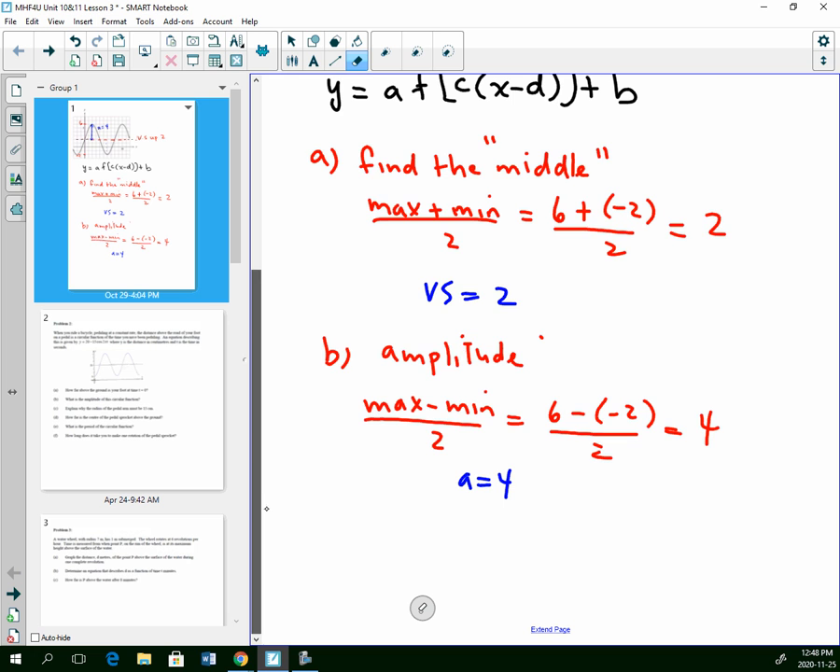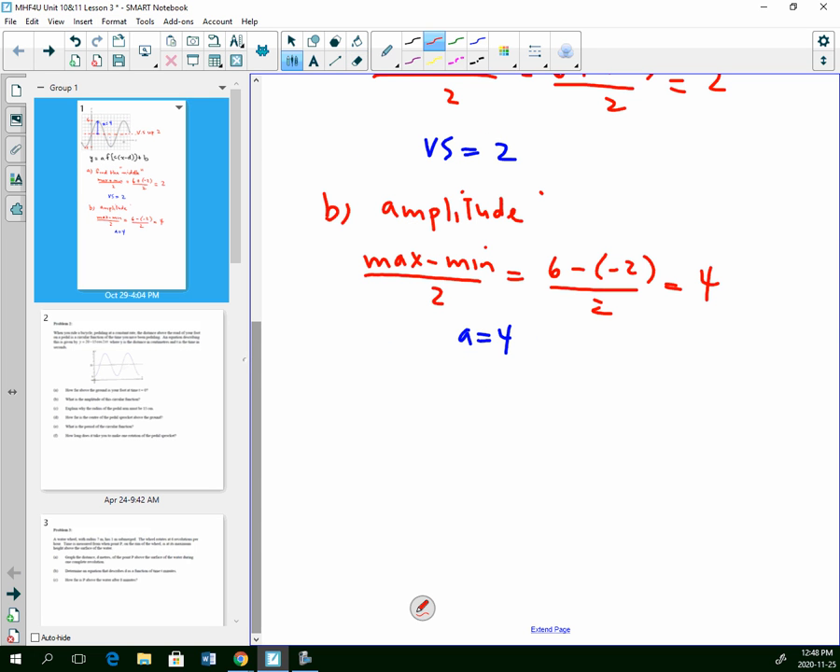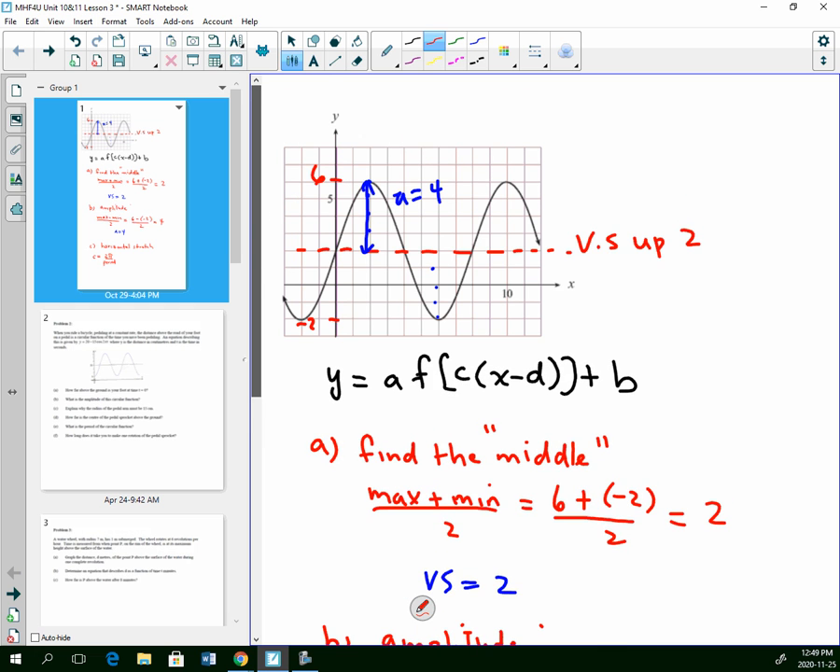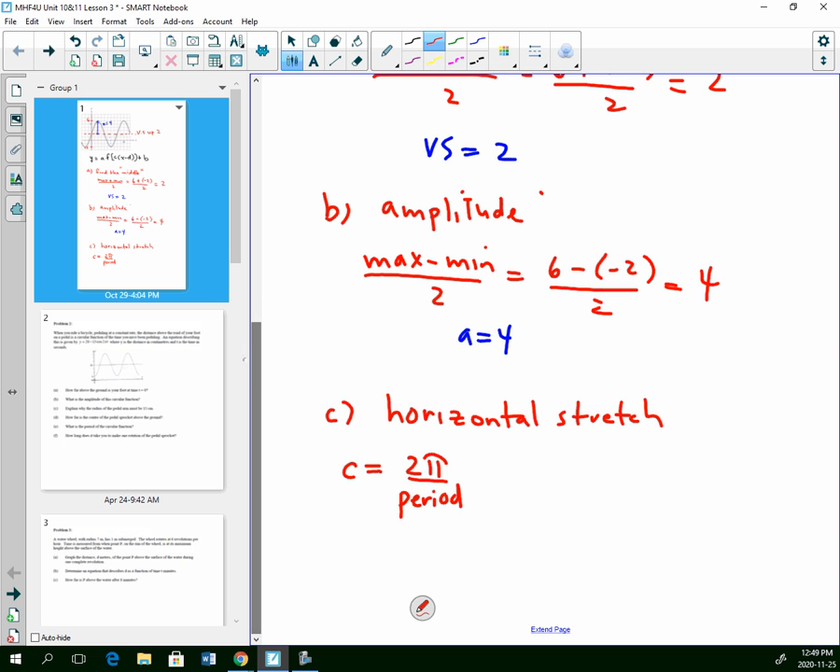Okay. Then we would look to find the horizontal stretch or compression. This is my C value. If you remember, the C is going to be the normal period, which is 2 pi, divided by the period of this graph. Keep in mind that your x-axis does not have to be measured in pi. This one is just in numbers. For example, if we're measuring time, then my x-axis units would be measured in seconds. So it's not necessary that it's in terms of pi.